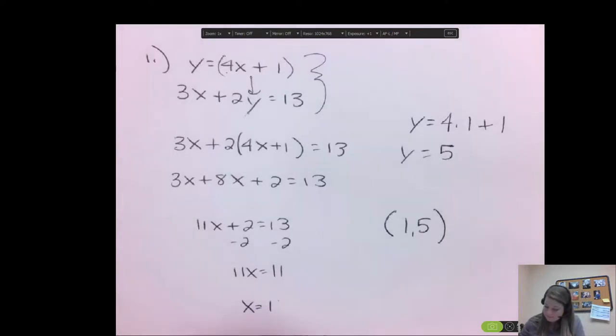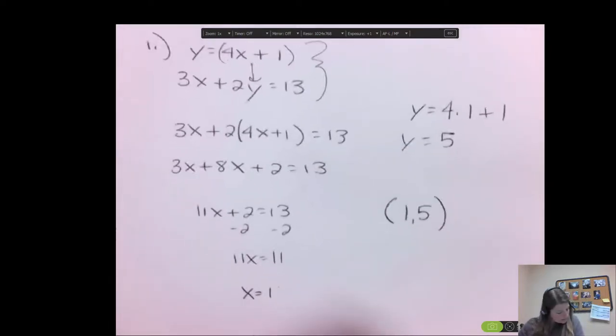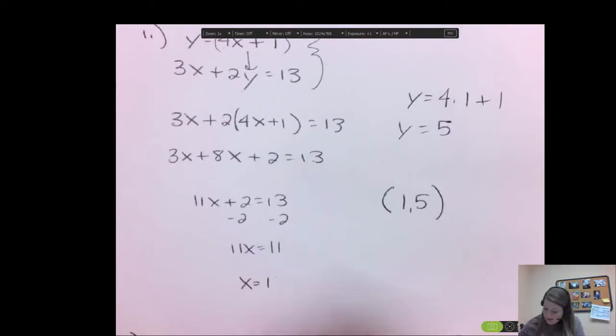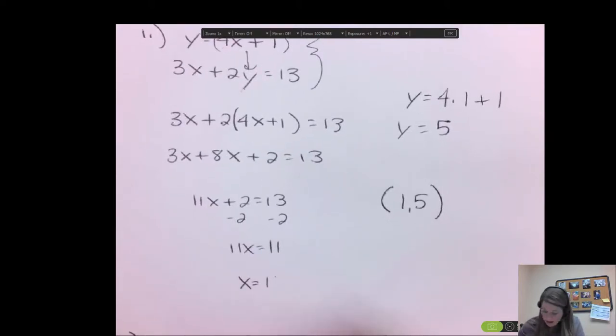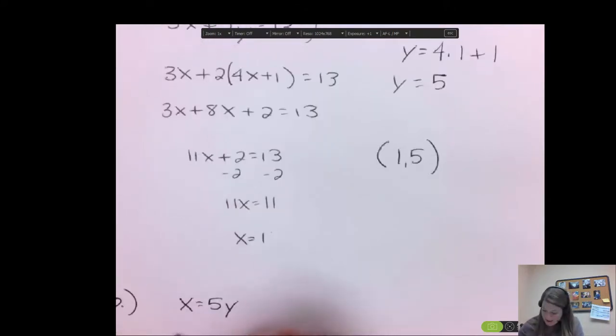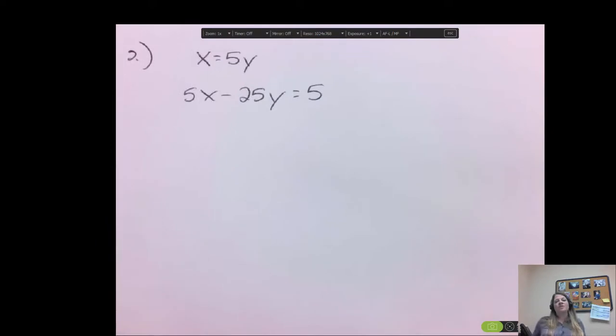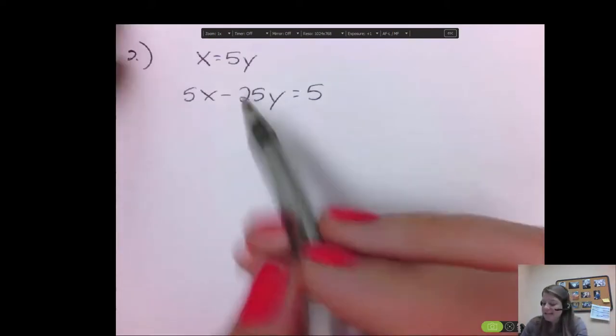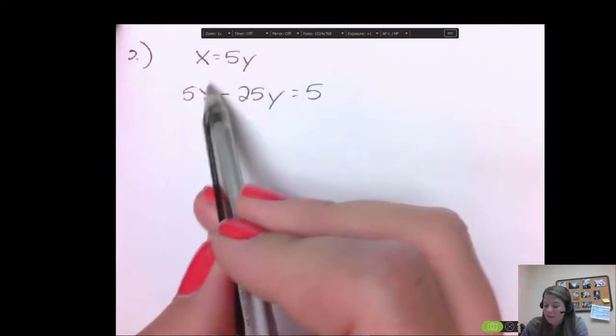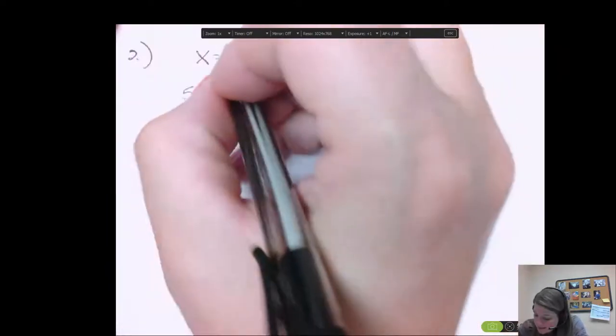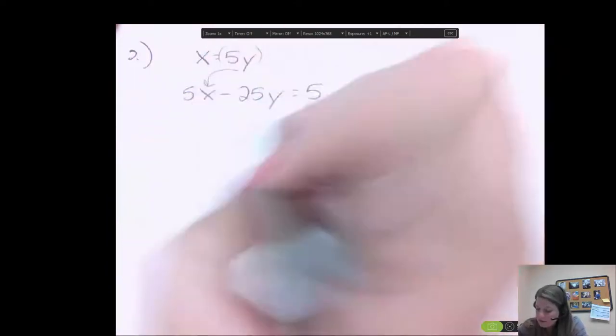What if I have x equals 5y and I have 5x minus 25y equals 5. So, oops, you can't see those, can you? So those are my two equations for my second example here. Set up perfectly for substitution again because one of them is solved for x or y. So I'm going to take this section here and put it in for x. So this is going to go here. So you still have this whole equation.